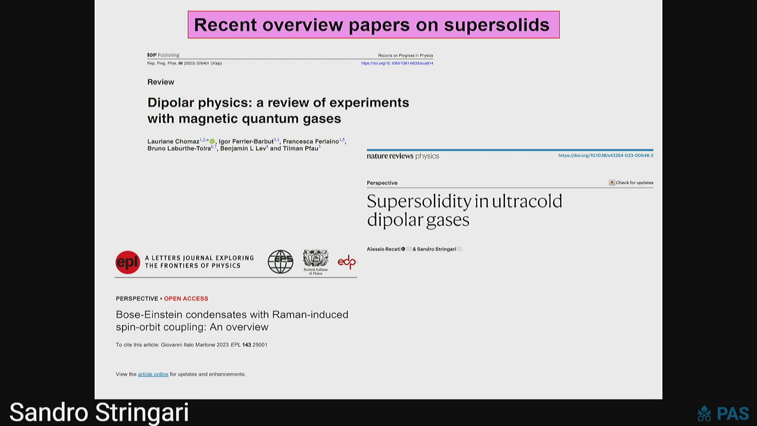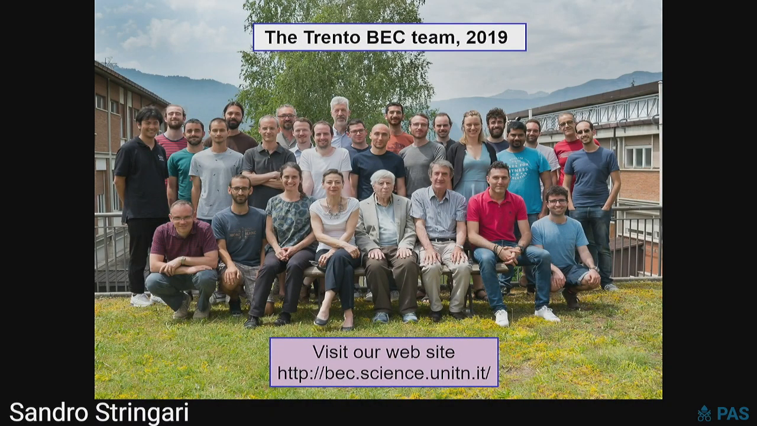And I would like just to show this image, because this represents one of the last images of Lev Pitaevskii in our BEC team in Trento. You know that Lev Pitaevskii passed away last year, and he played a crucial role when he decided to leave Russia and to come to Trento, in establishing new interaction and collaboration with the whole international community. And so I would like to express my gratitude to him by showing this image. Thank you.